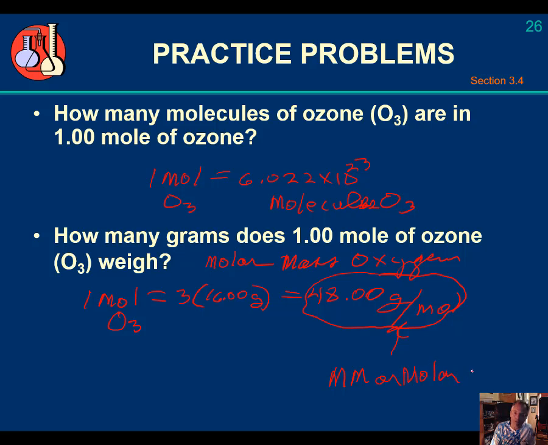molar mass. And you want to remember the unit. We write it as grams per 1 mole. That's what molar mass means. Grams per 1 mole.